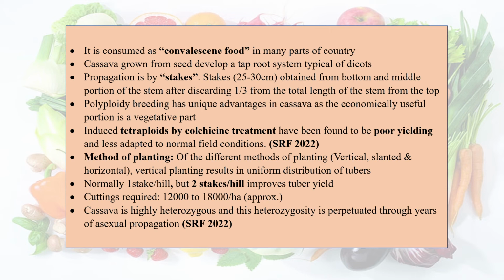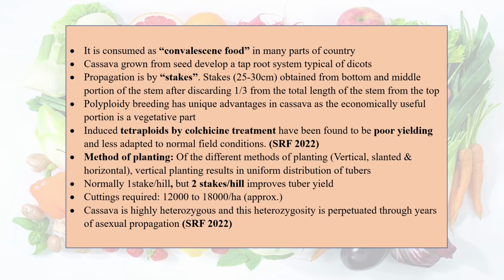Next, polyploidy breeding has unique advantage in cassava as the economically useful portion is a vegetative part. Next, induced tetraploids by colchicine treatment have been found to be poor yielding and less adapted to normal field condition. This is very important, this year's SRF exam. Actually, in the paper, in assertion reason format, they asked that induced tetraploids by colchicine treatment have been found to be high yielding. In the paper they asked high yielding, but actually it shows very poor yielding. So this is also a very important bit.